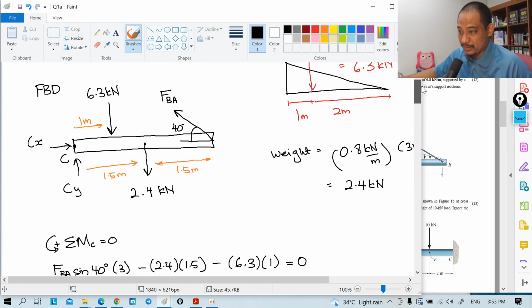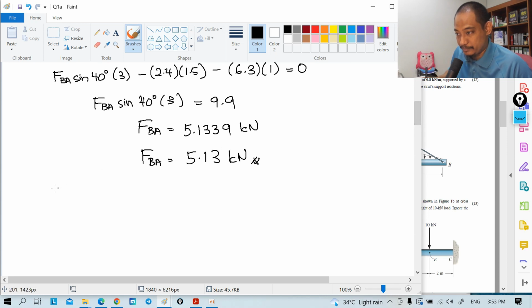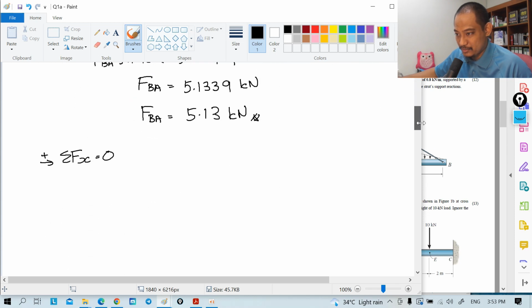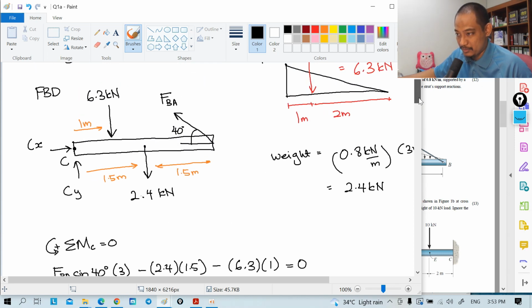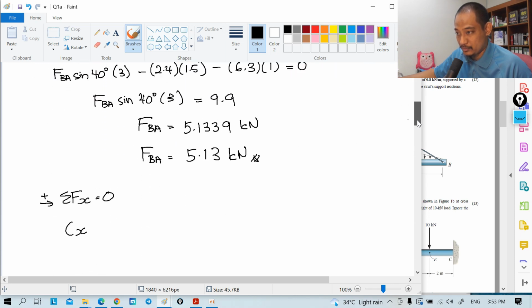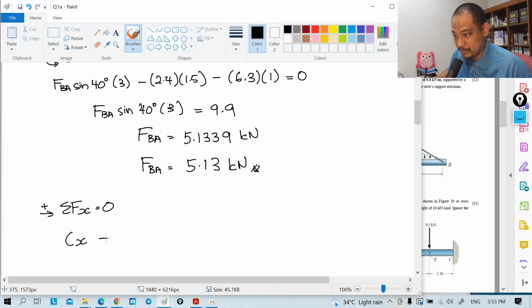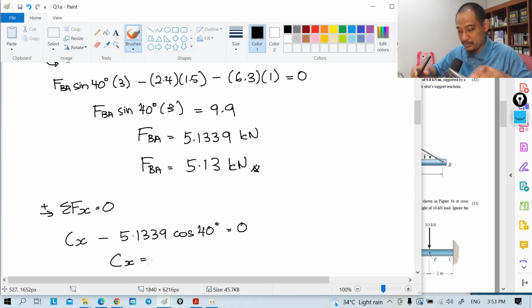So going here, we can use summation of Fx equal to 0 if we take positive to the right. So basically what do we have? We have Cx to the right, so Cx, and then we have FBA to the left, FBA cos 40. FBA we know already, so minus 5.1339 cos 40 degrees equals 0.